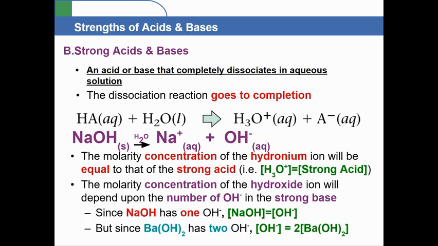It all depends on how many OHs there are. If you have something like aluminum hydroxide, Al(OH)3, since it has 3 hydroxides, it's going to produce 3 OHs. Therefore, if you have a 2 molar concentration of that, you multiply that by 3 and you get a 6 molar concentration of OH negative. But otherwise, it works just like a strong acid. Since it dissociates completely, it's a very simple way of calculating those concentrations.